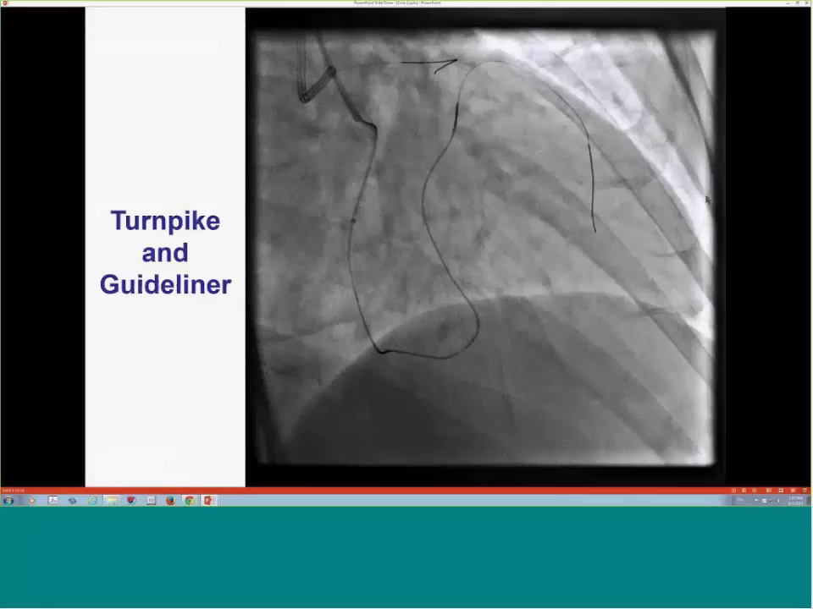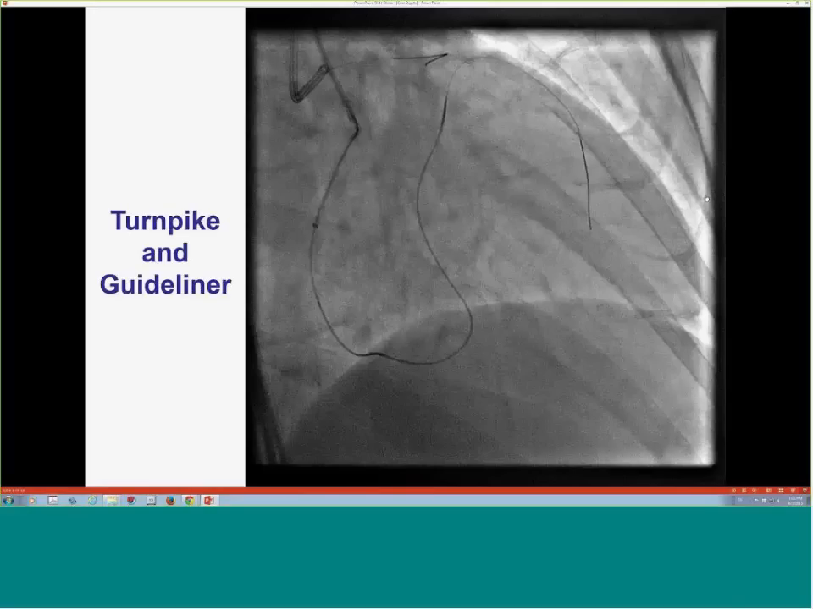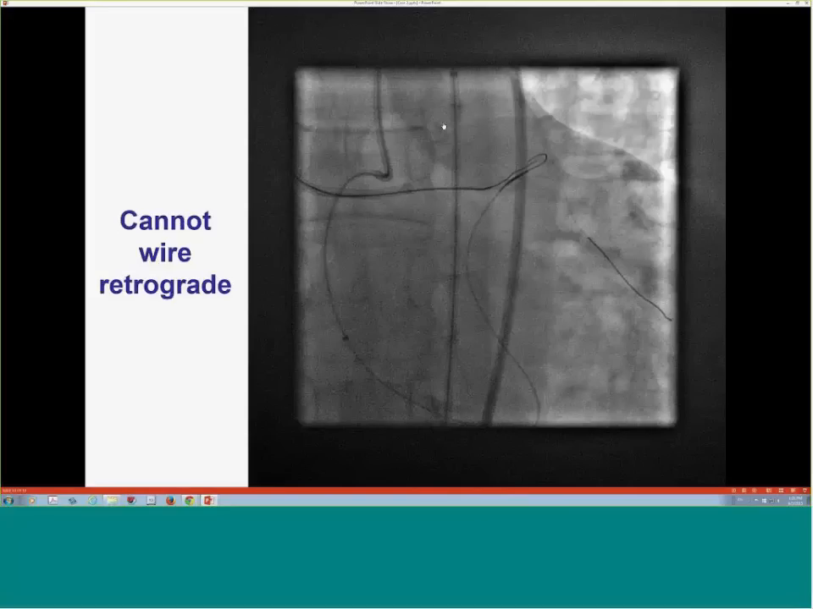So actually, we tried retrograde first. We just put a safety wire. What you're seeing here is a safety wire. It's like a regular workhorse wire in the circ. We didn't try at all because the cap was ambiguous, and we were going to clarify that.